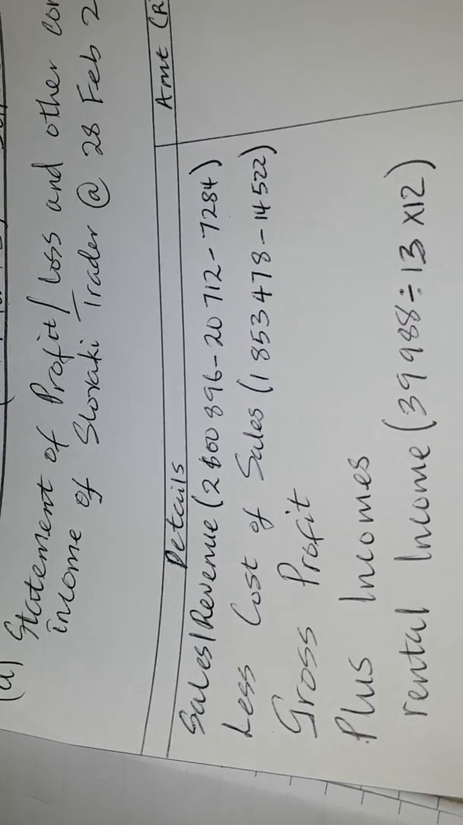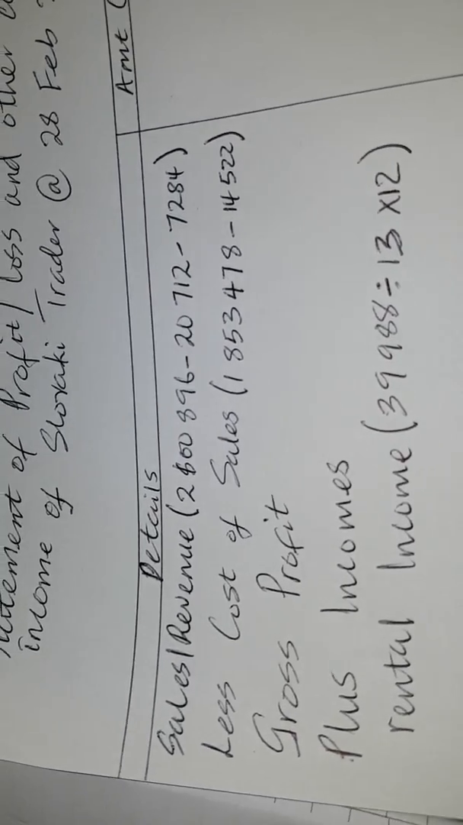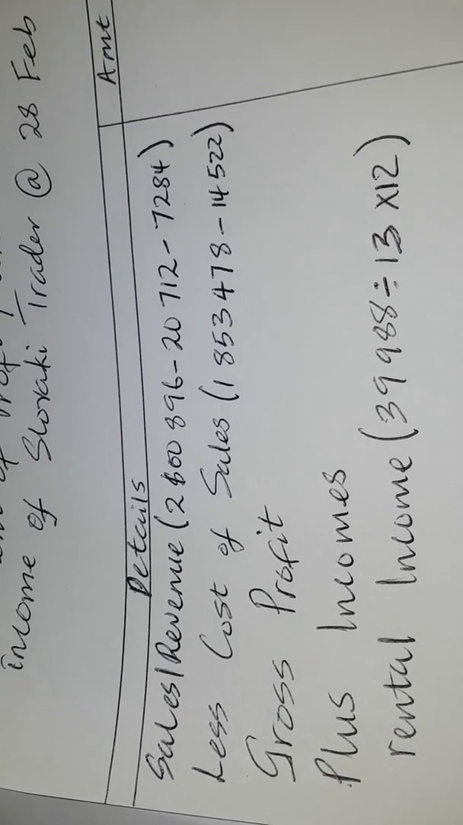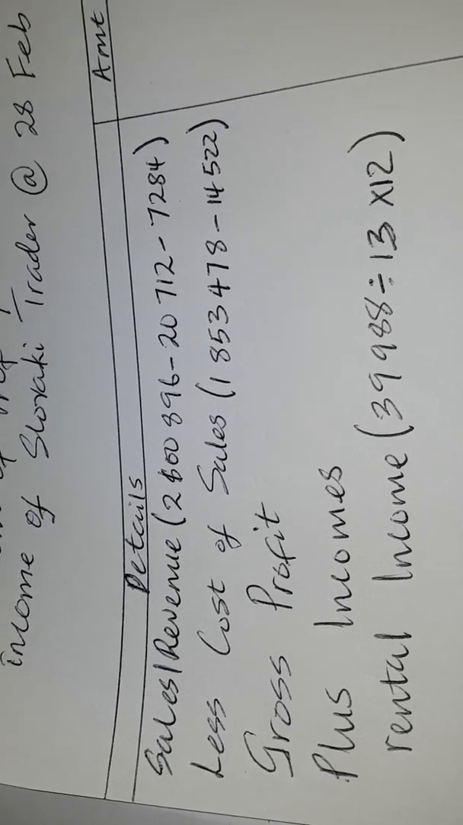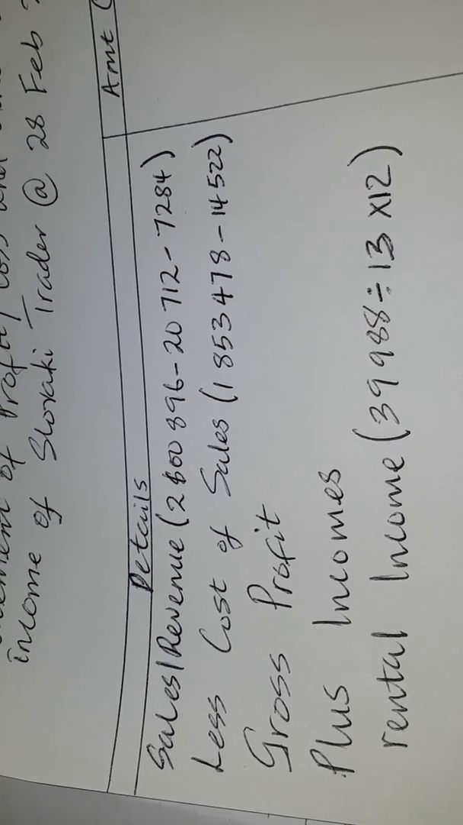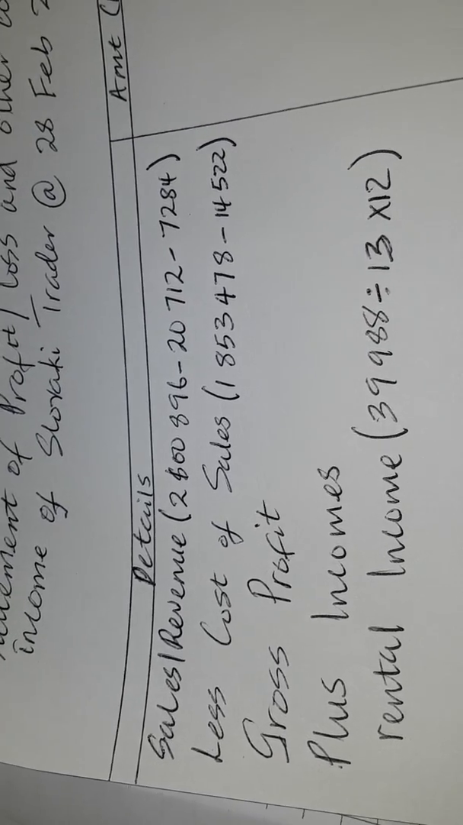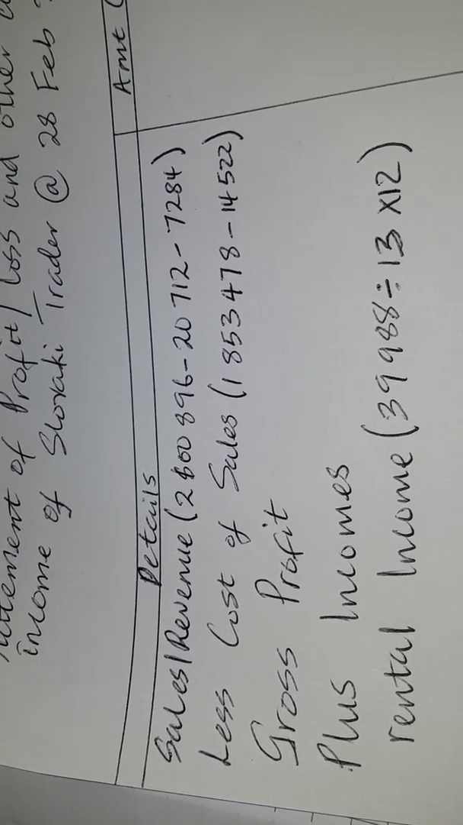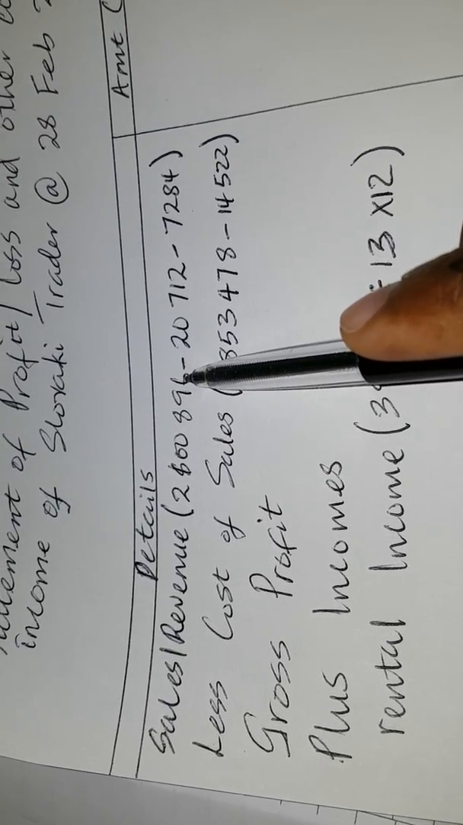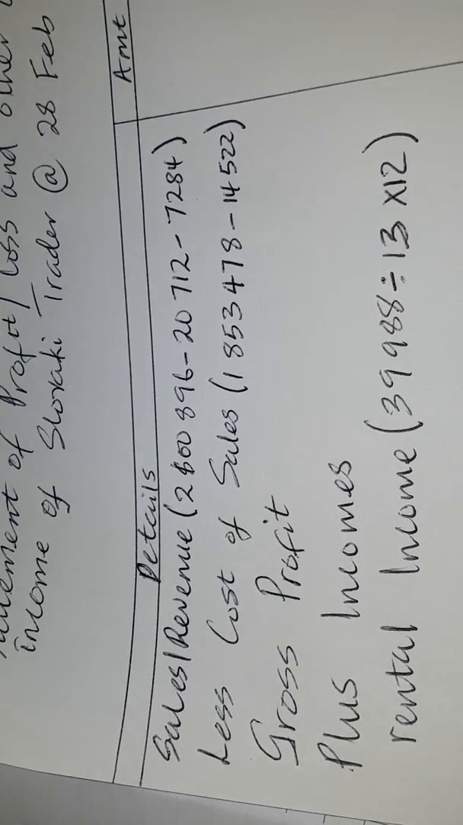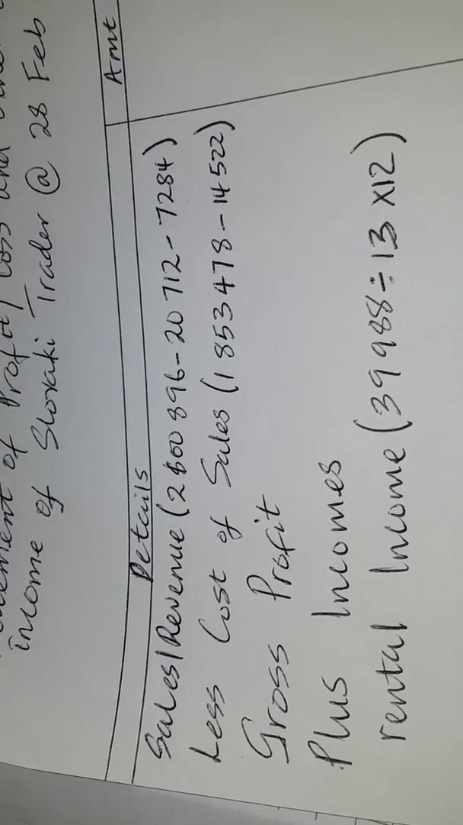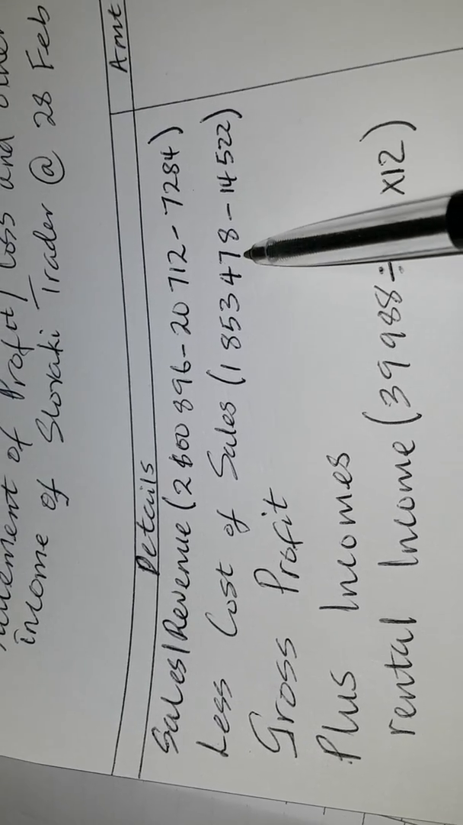The cost of sales, fortunately, was given, so you don't have to calculate a lot of things. So what does it mean? Remember, cost of sales is the cost you incurred initially when you purchased those goods you sold. Those goods you sold at 2,800,896, initially how much did those goods cost you? So they cost you 1,800,000 and so on. Okay, so this is your cost of sales.